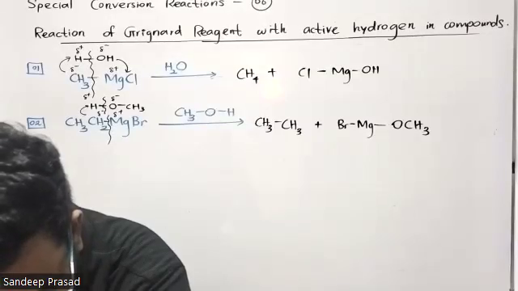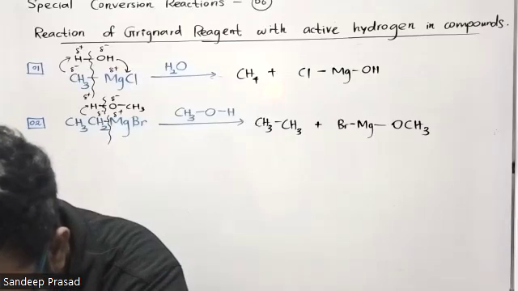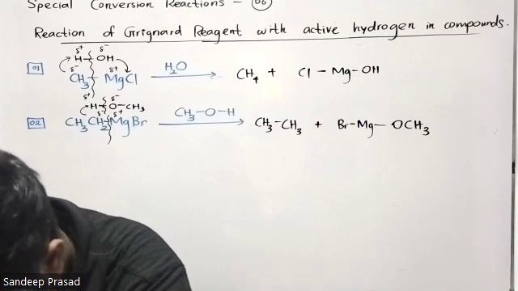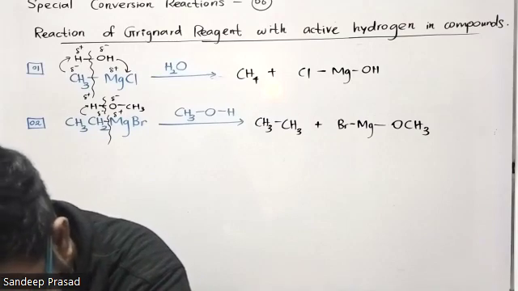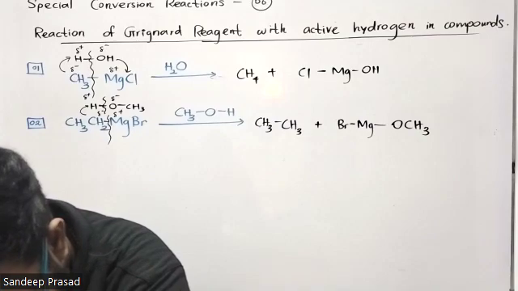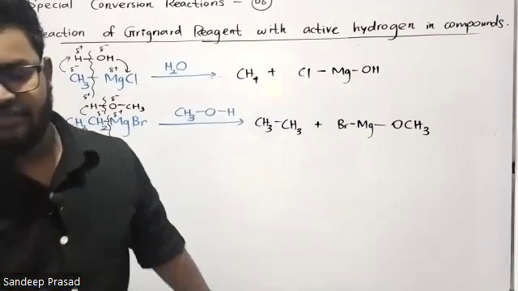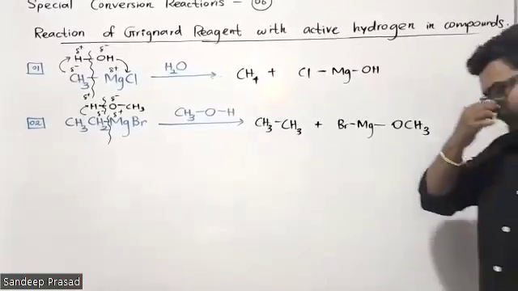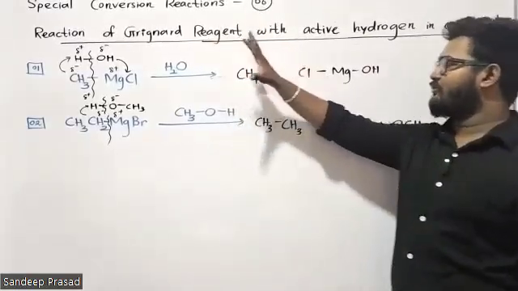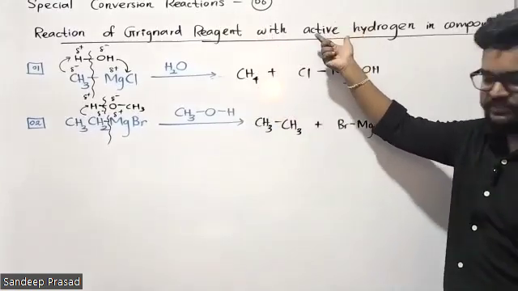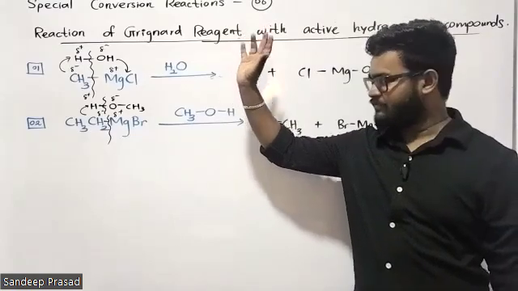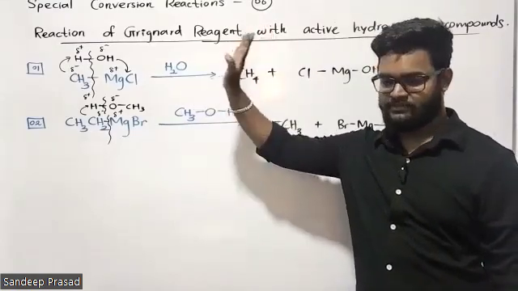So can't we separate CH3 from the compound using OH as 1? No. We can't separate CH3. Asma, we can't do that one. Remember, our topic is reaction of Grignard reagent with active hydrogen, not with the OH group. So, if it is active hydrogen, not OH.